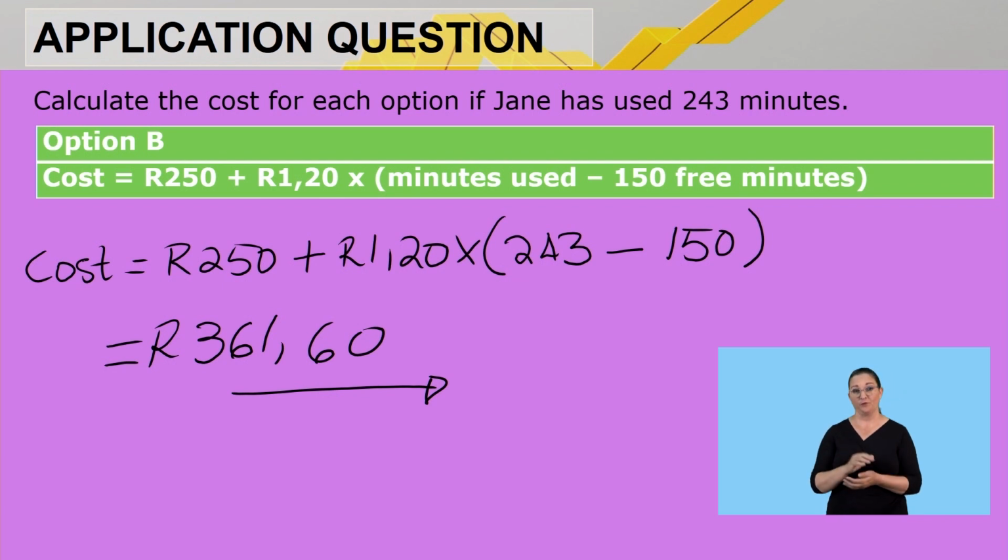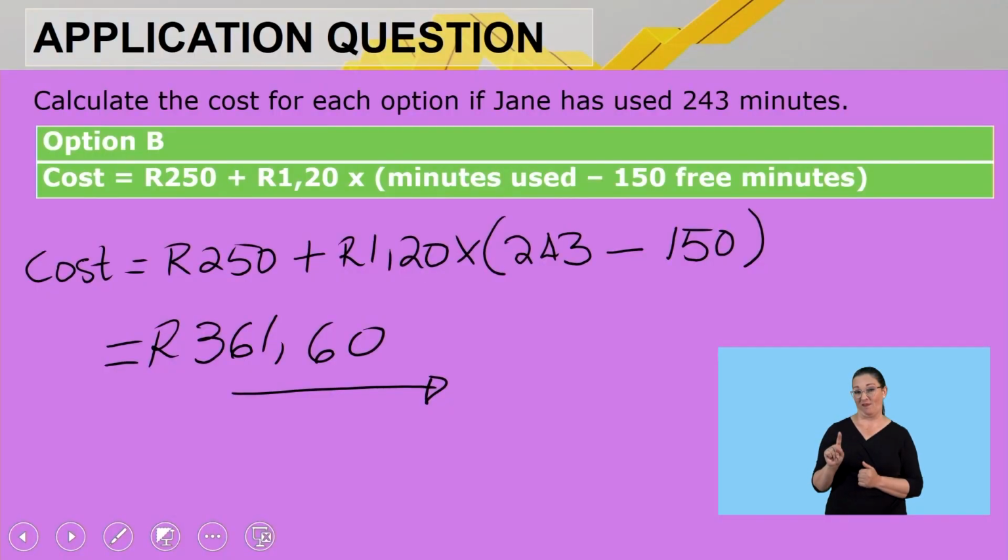So when we look at the prepaid, it gives us 911 rand, but a contract, it means that she will be paying less, of which she'll be paying 361.60.